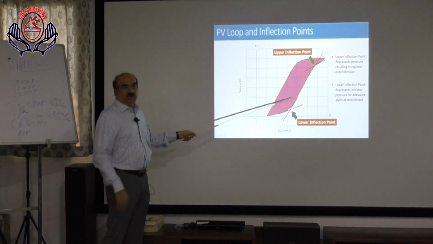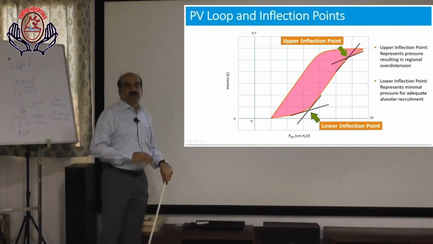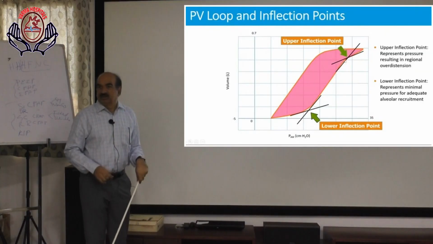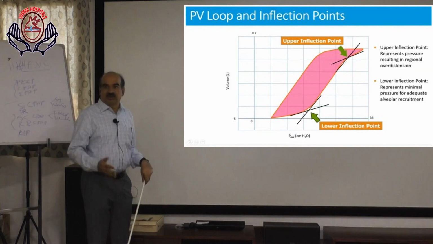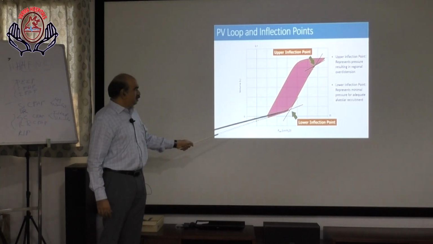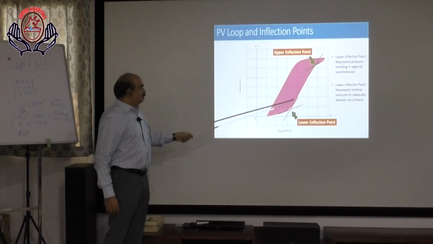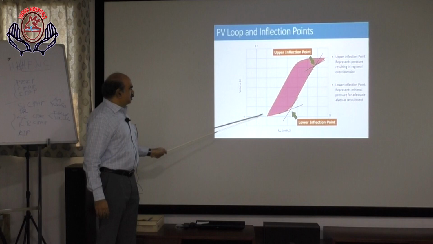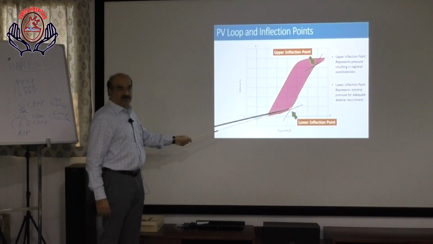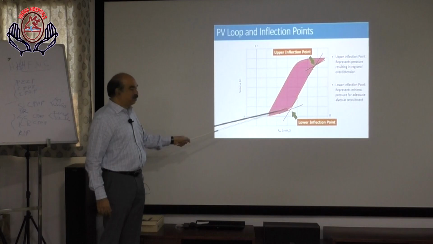So how to know the ideal CPAP? Optimum CPAP. How much CPAP do we have to give? For that, in the pressure volume loop, we have to look for the lower inflection point and upper inflection point. Suppose the lower inflection point is at 10, we have to maintain at least 2 to 3 centimeters of water above 10. If the lower inflection point is at 6, we have to give 8 CPAP.